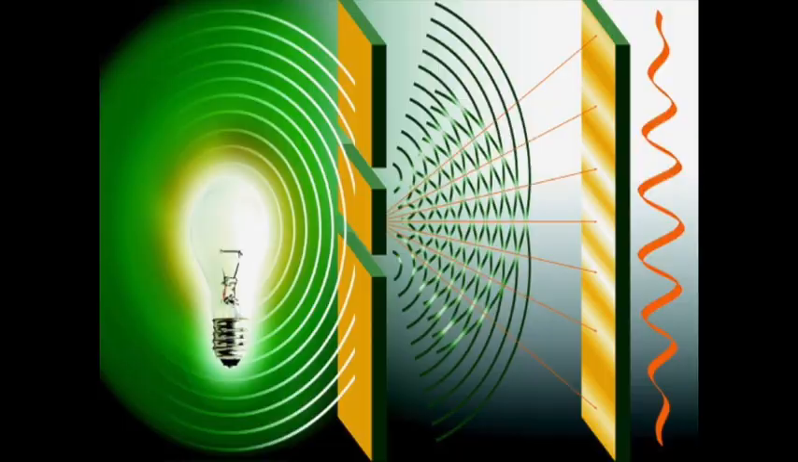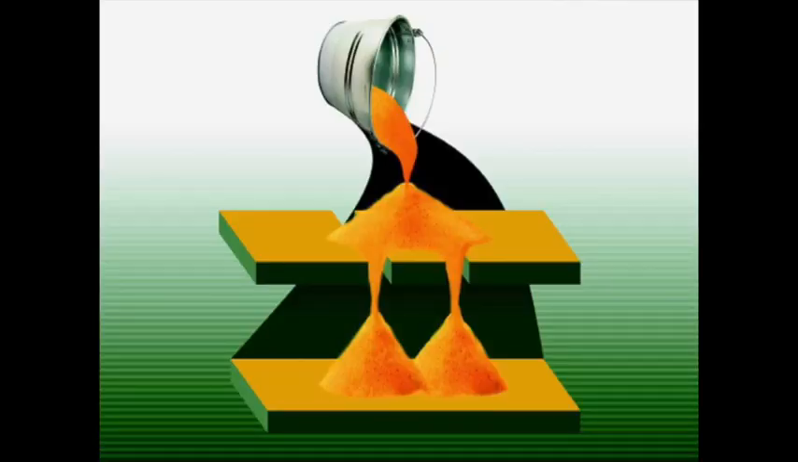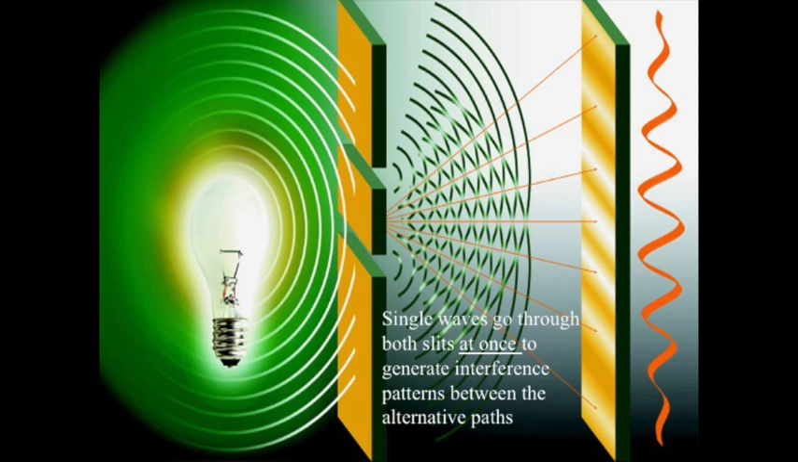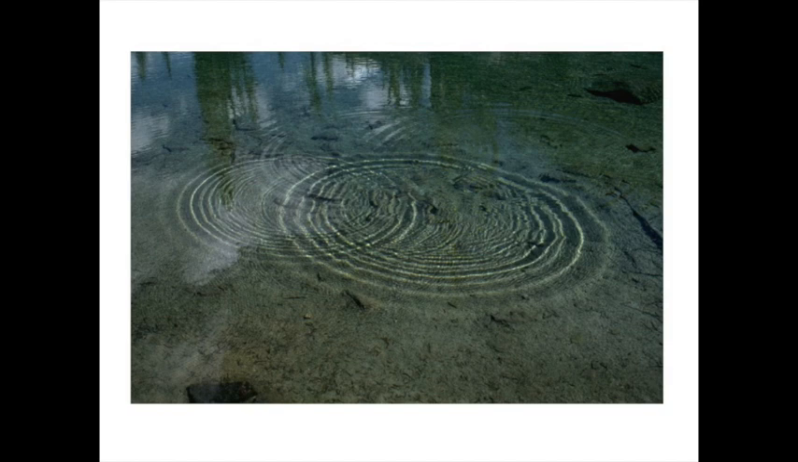Particles tend not to do this kind of thing. So if you pass sand through a double slit experiment, it doesn't form interference patterns, it forms piles of sand. No interference. So the simple lesson is single waves go through both slits at once to generate interference patterns between the alternative paths. And these can be seen in lots of different media. If we drop some stones into a pond, you can see that kind of interference pattern. Particles go through one slit or the other and do not generate an interference pattern.